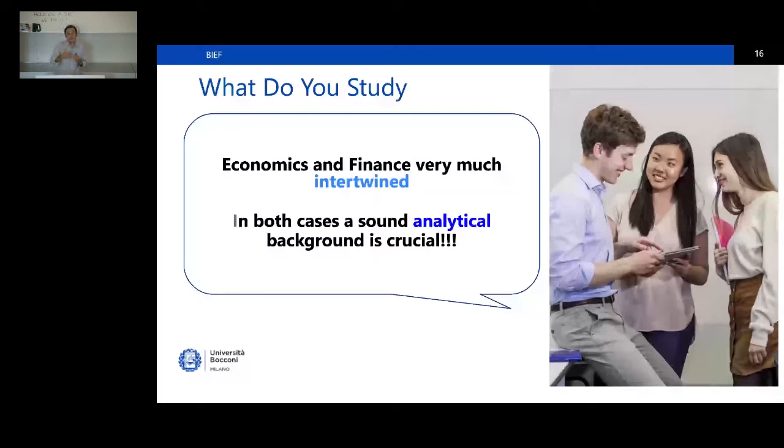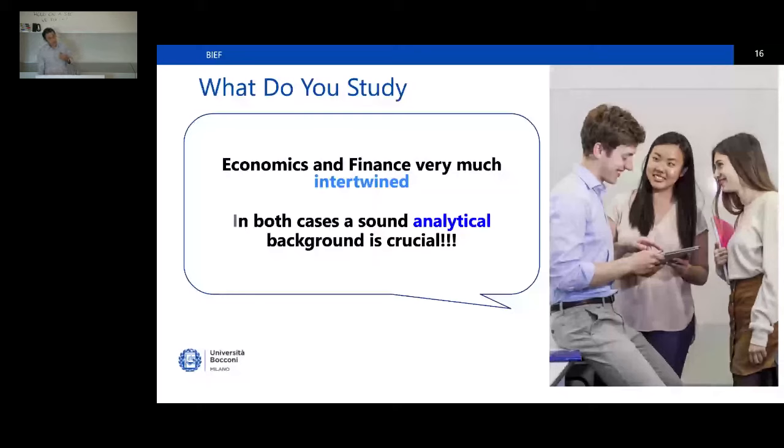Anytime we think about the economic system, let's think about GDP growth, the financial system clearly has an impact on this growth, right? And anytime we think about an asset, so anytime we think about finance, the economic system clearly matters for the evaluation of that asset. So the two disciplines are very much intertwined. And what they have in common, as I told you before, is a rigorous analytical background.